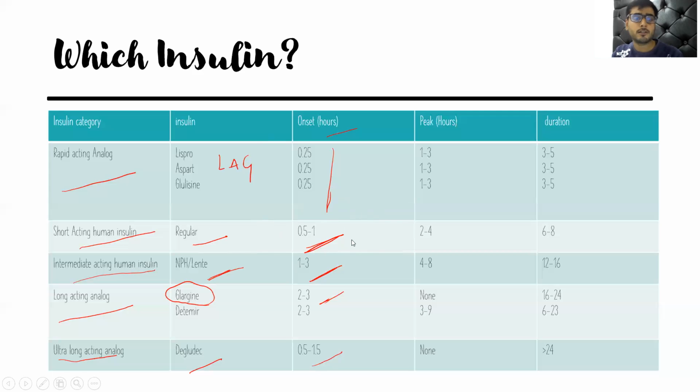You should give insulin at 7:30 and your breakfast should be ready within half an hour, or your patient should start taking breakfast within half an hour. So there lies the importance of onset of action.